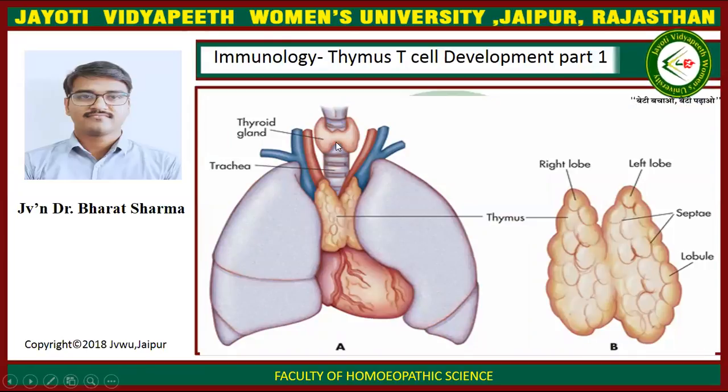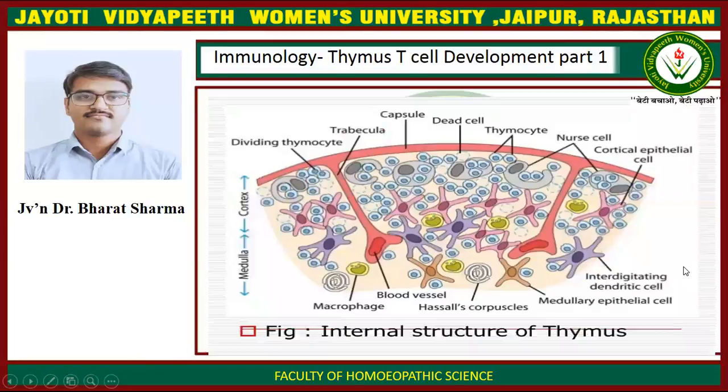This is the thyroid gland, this is the trachea, this is the thymus; it is the right lobe of the thymus, it is the left lobe of the thymus, there are septae and lobules. This is the inner structure of the thymus. It is divided into thymocytes. It is trabecula. It is capsule. These are dead cells. These are thymocytes. These are nursing cells. These are cortical epithelial cells. There are blood vessels, Hassall's corpuscles, and interdigitating dendritic cells.